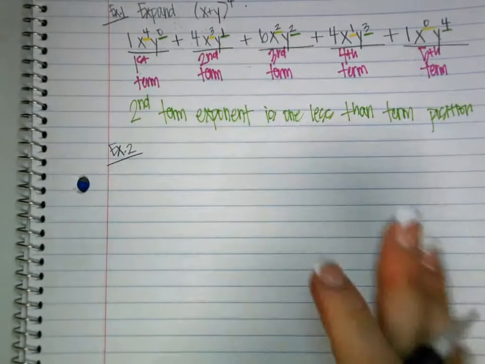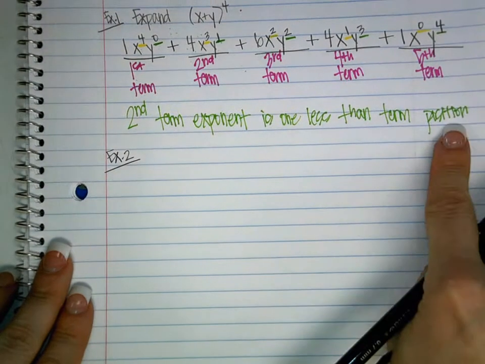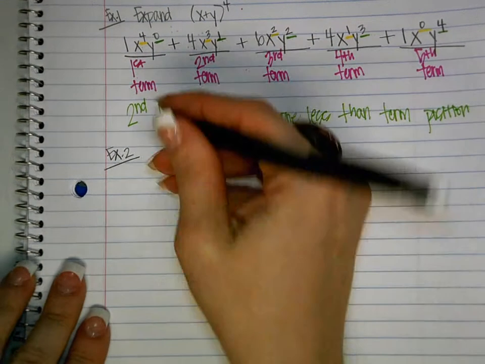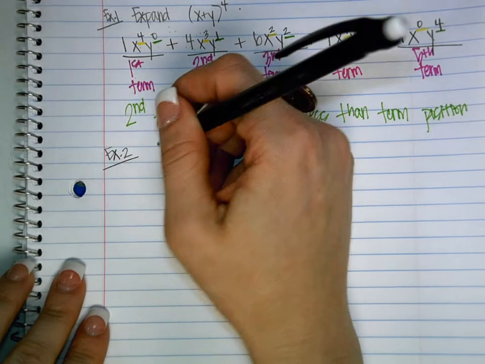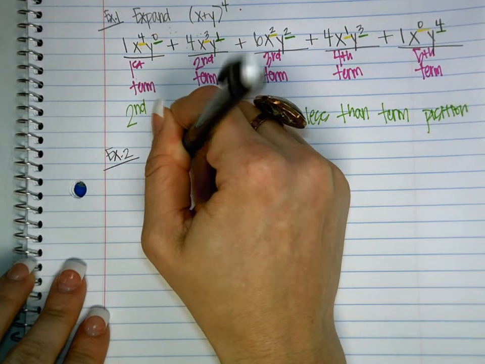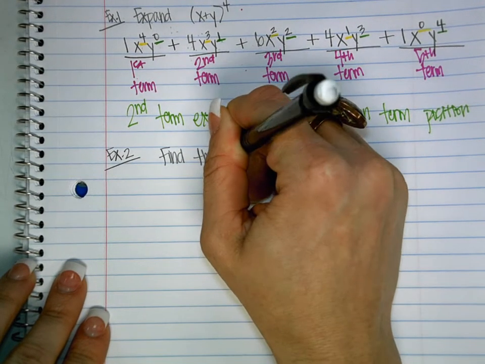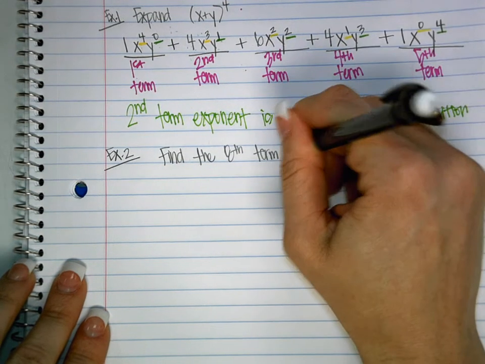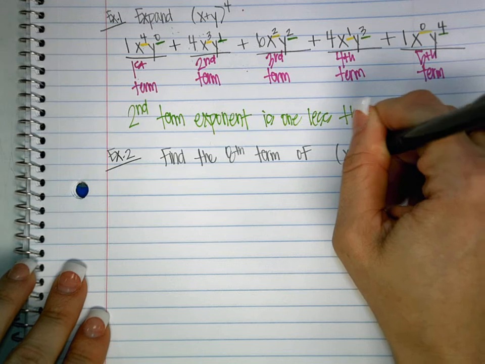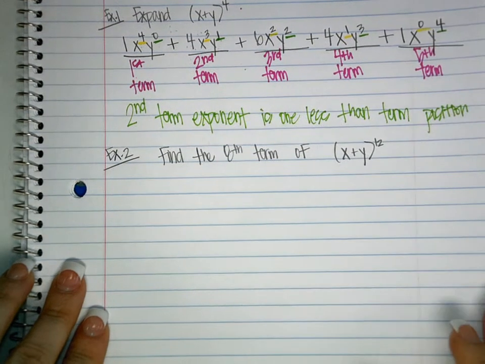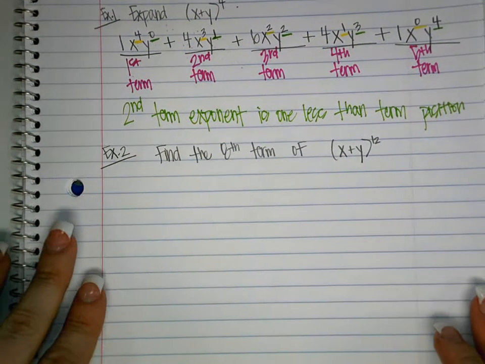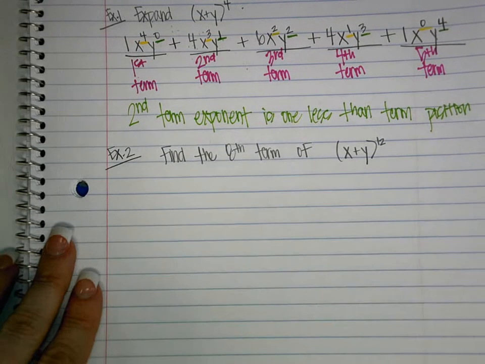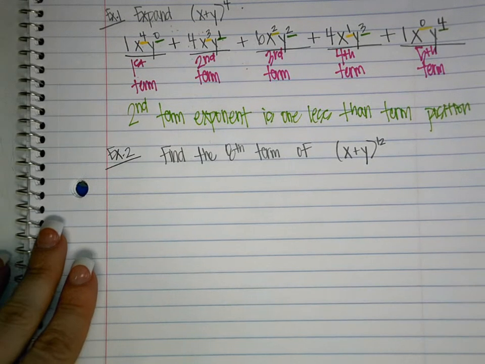So, for example number 2, I'm sorry, position. Sorry, that's really messy handwriting. So, for number 2, I would like you to find the 8th term. Find the 8th term of the expansion of x plus y to the 12th power. So before we do that, expand all that out? No, we're not going to expand it all out. You could, but we don't need to do that. So I'm going to show you a shortcut to do this.